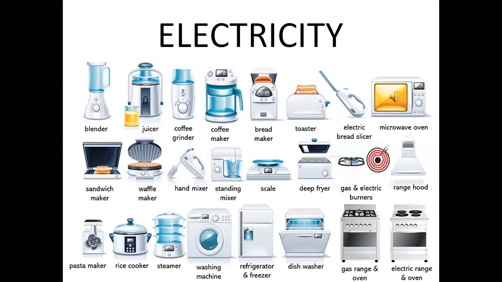Electricity. We have a lot of electronic things in our home. These pictures are home appliances: blender, juicer, coffee grinder, coffee maker, etc. Many countries began using electricity for domestic purposes.